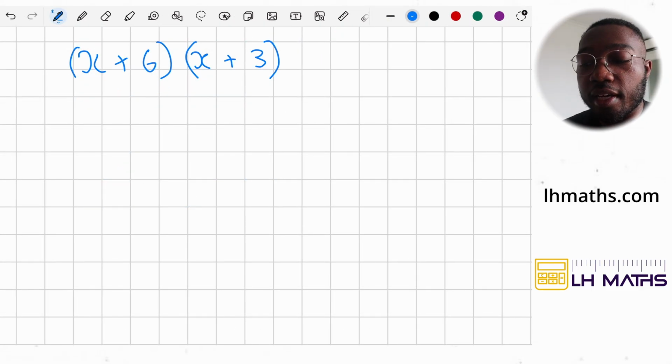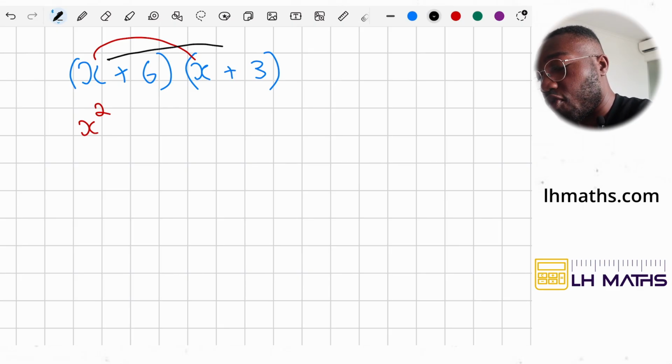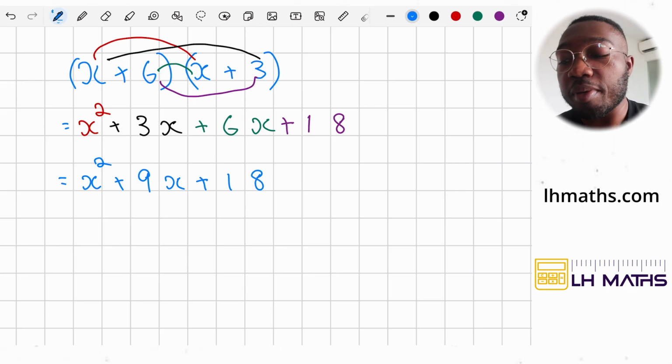Okay, so I've got another one here. So we've got x plus 6, and then all of that is being times by x plus 3. So again, x times x would give us an x squared. We would have x times 3, which would give us a 3x. We have 6 times x, which would give us a 6x. And we would have 6 times 3, which would give us 18. And then again, like the previous question, we would have x squared, 3x plus 6x is 9x, and then we just plus the 18, and that would be the answer.